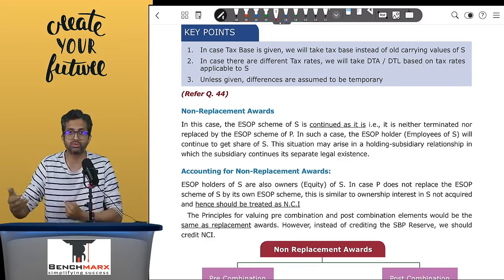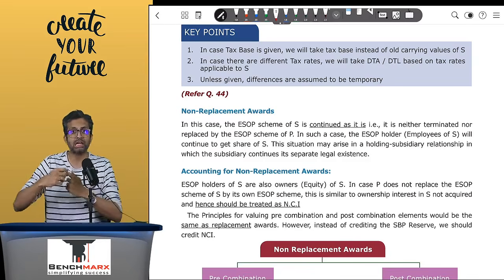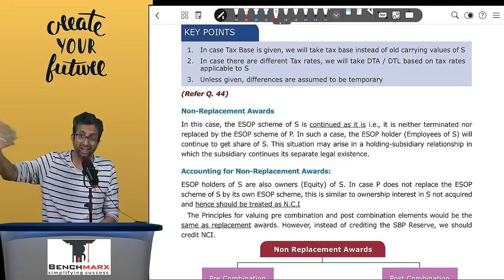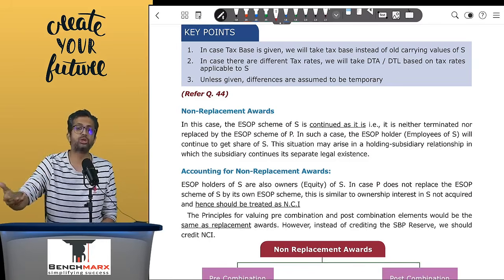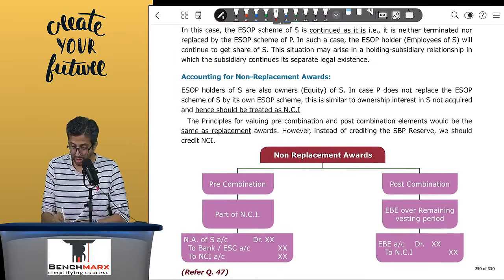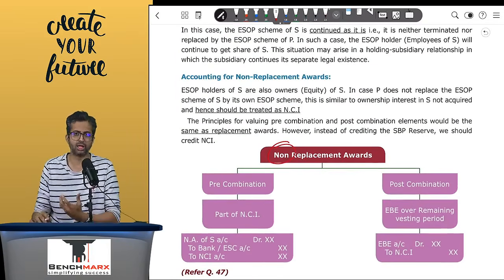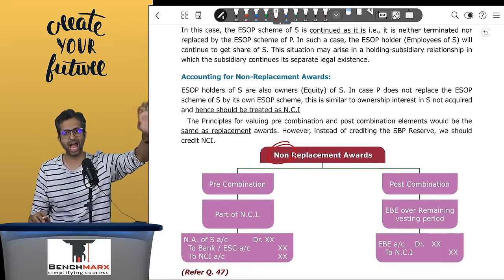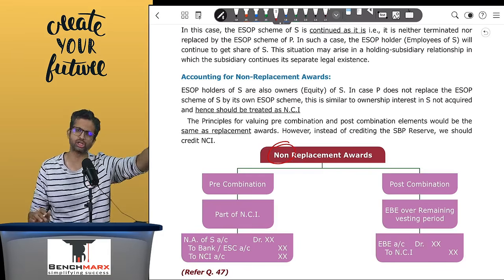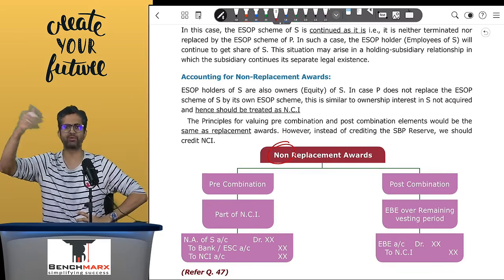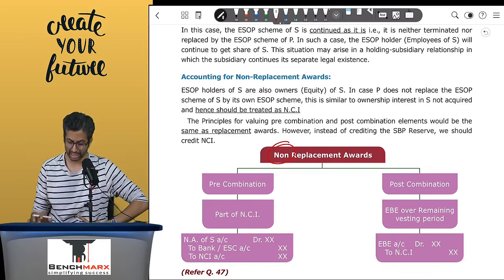You will not credit the SBP reserve in your consolidated statements because Tata Motors is not going to issue any options. It is JLR, and if JLR issues shares, well, that is diluting your owning, and hence it is an NCI. So this is in case there is a non-replacement award. Then all else remaining constant, instead of SBP reserve and PC at initial recognition, you will show it as a part of NCI. Subsequently, it will still be EB account debit. Instead of SBP reserve, you will credit the NCI.